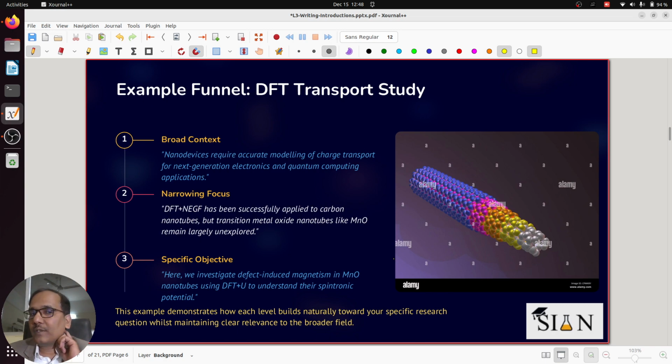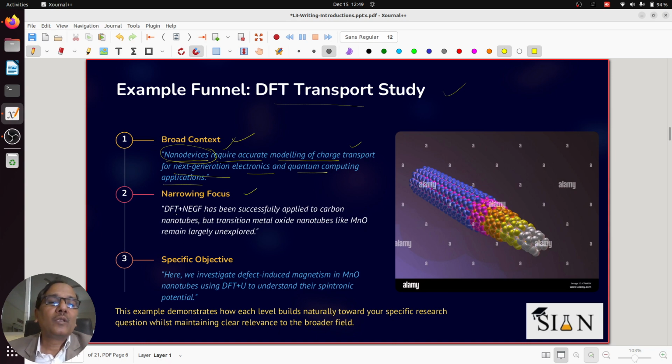One example of this funnel approach, especially for DFT based study. Here I am giving the concept of transport properties analysis using DFT. So let's begin with that broad context. So this is the sentence: nano devices require accurate modeling of charge transport for next generation electronic and quantum computing applications. So I'm beginning with nano devices, and then narrowing focus.